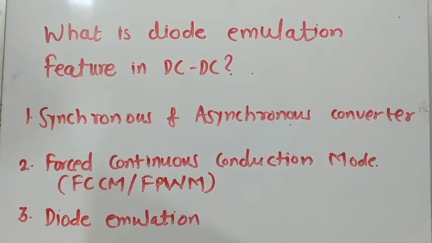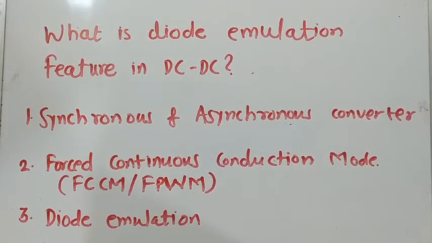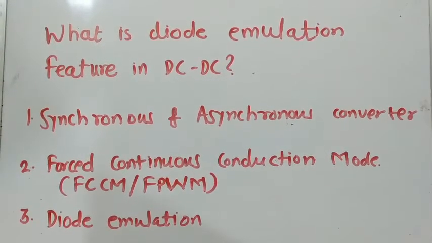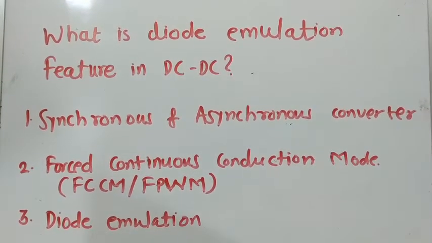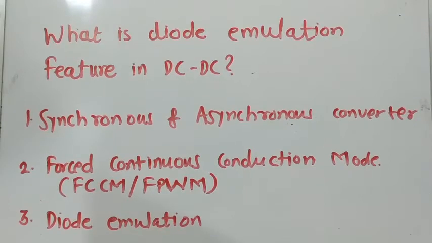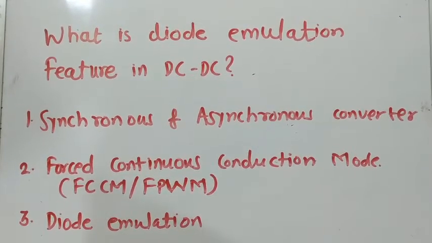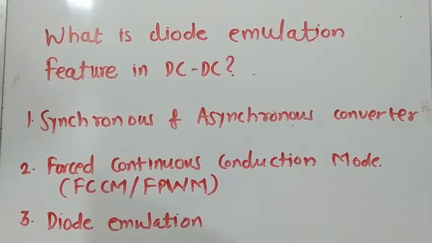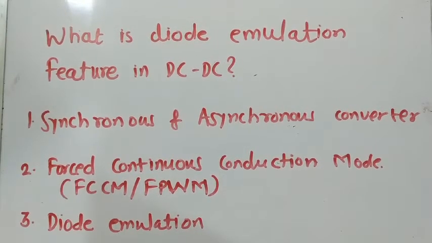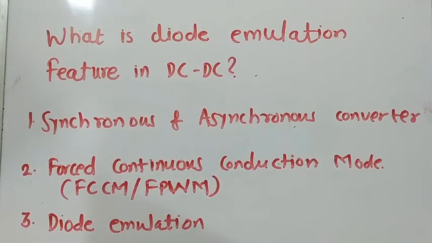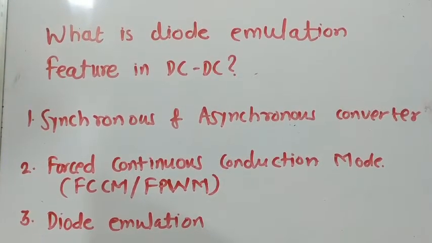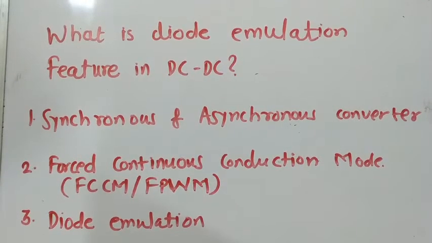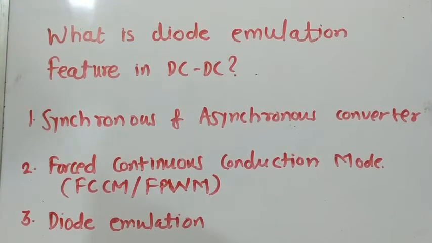I have divided this part into three sub parts. In the first sub part we will see what you mean by synchronous and asynchronous converters. We will consider the buck converter and see its operation in synchronous and asynchronous configuration. In the second sub part we will see what is forced continuous conduction mode or FCCM. It is also called FPWM, which is forced PWM mode. And in the third part we will see the diode emulation feature that is used in DC-DC converters.